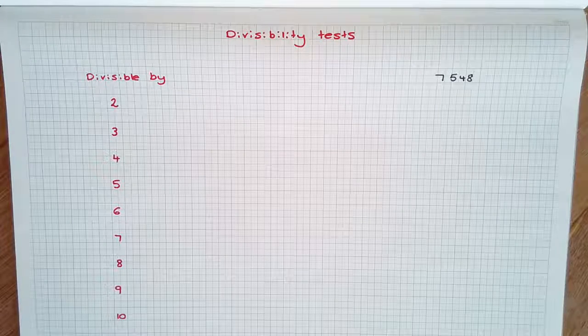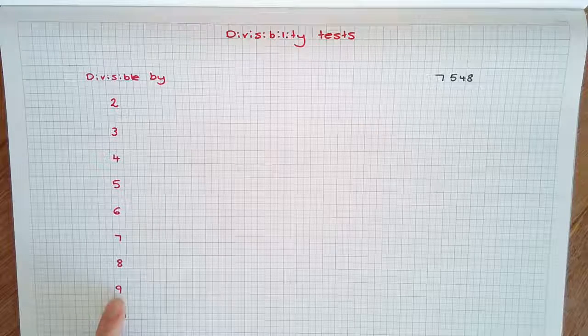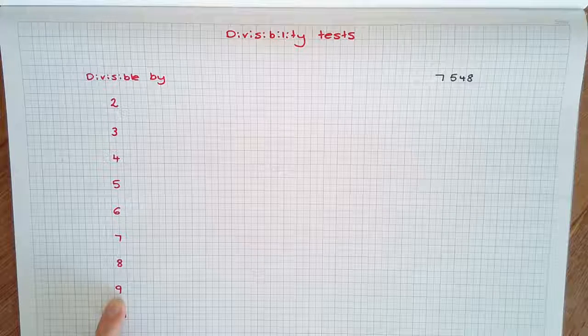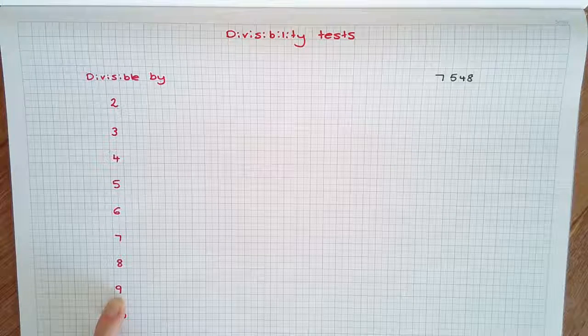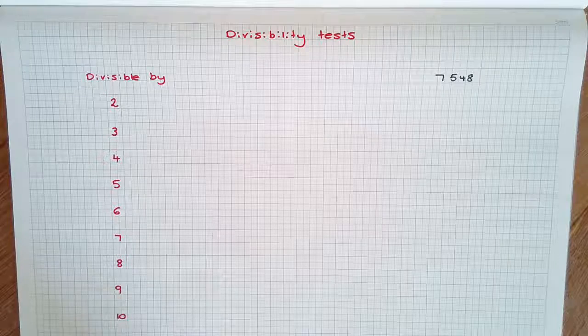In this video, we're going to have a look at divisibility tests. A number is divisible by a second number if the second number divides into it with no remainder. Small numbers are relatively easy. For instance, is 108 divisible by 9? We would say yes, because 9 times 12 is 108, so 9 will divide into 108 without remainder.